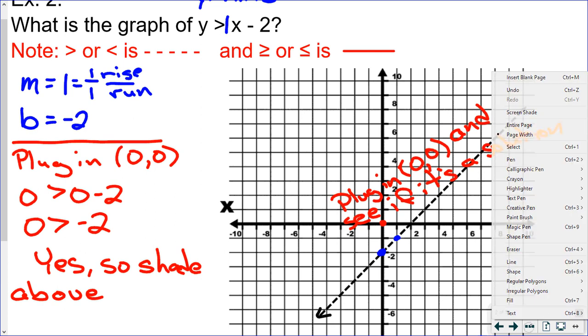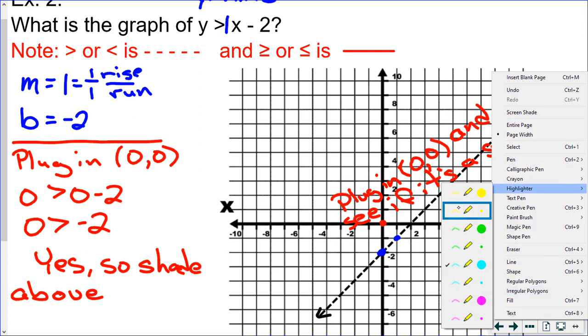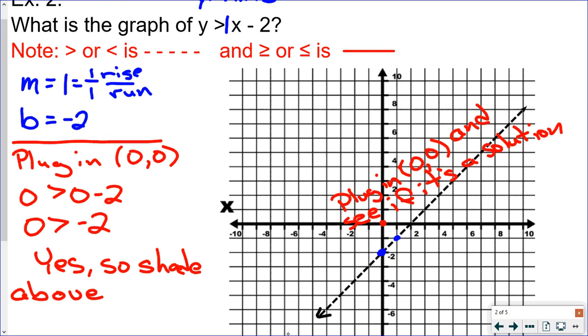So let me get my highlighter here. We'll use yellow. And so I'm going to shade on this side of the line. And a lot of times students will like to use colored pencils to do that, especially when we get into solving systems of linear inequalities. Colored pencils come in really handy. Shade this. And so that is the graph of that linear inequality.